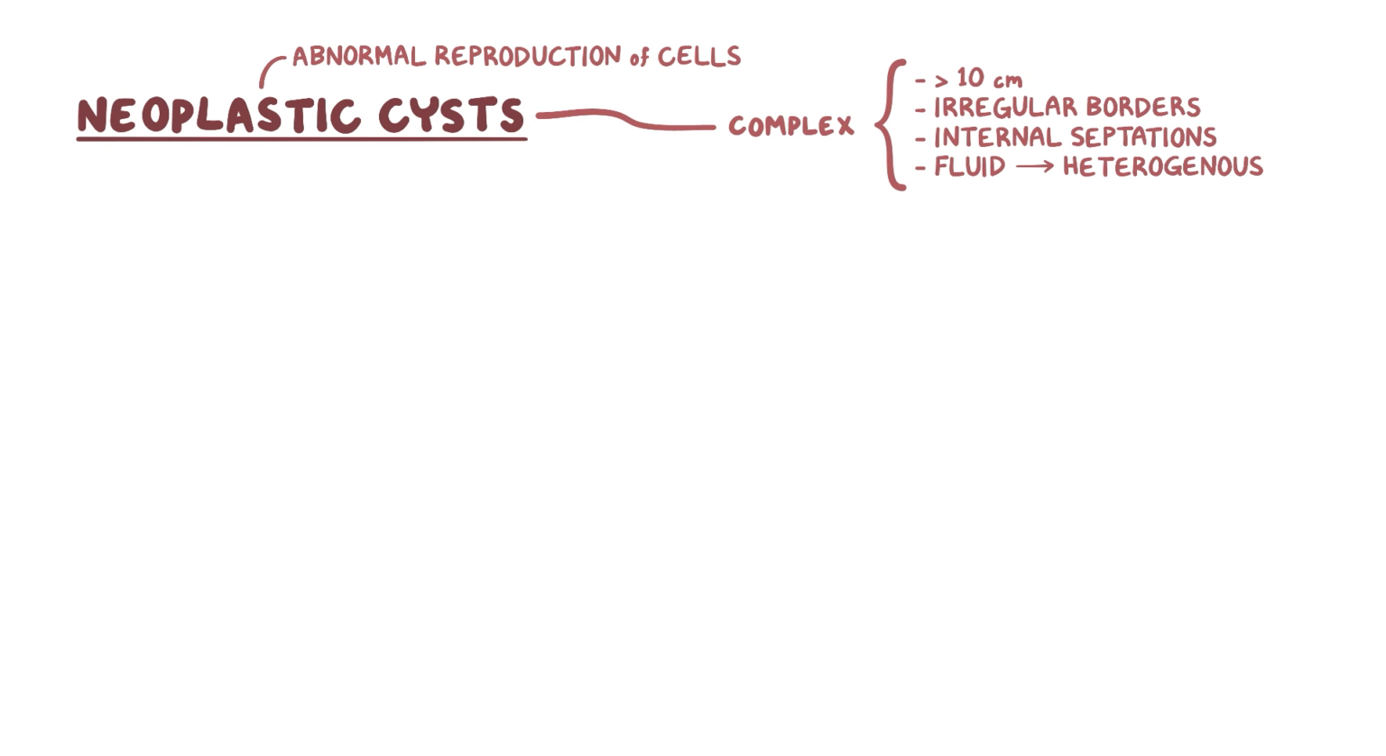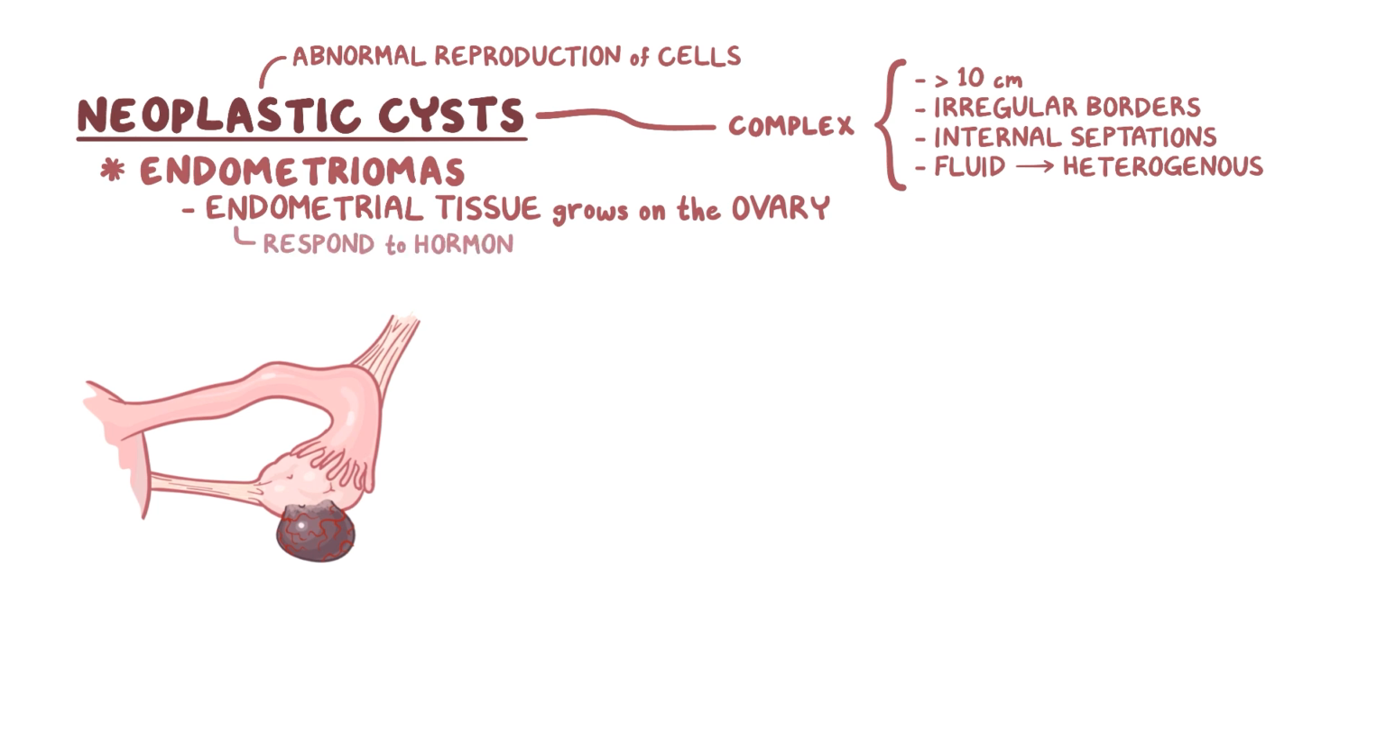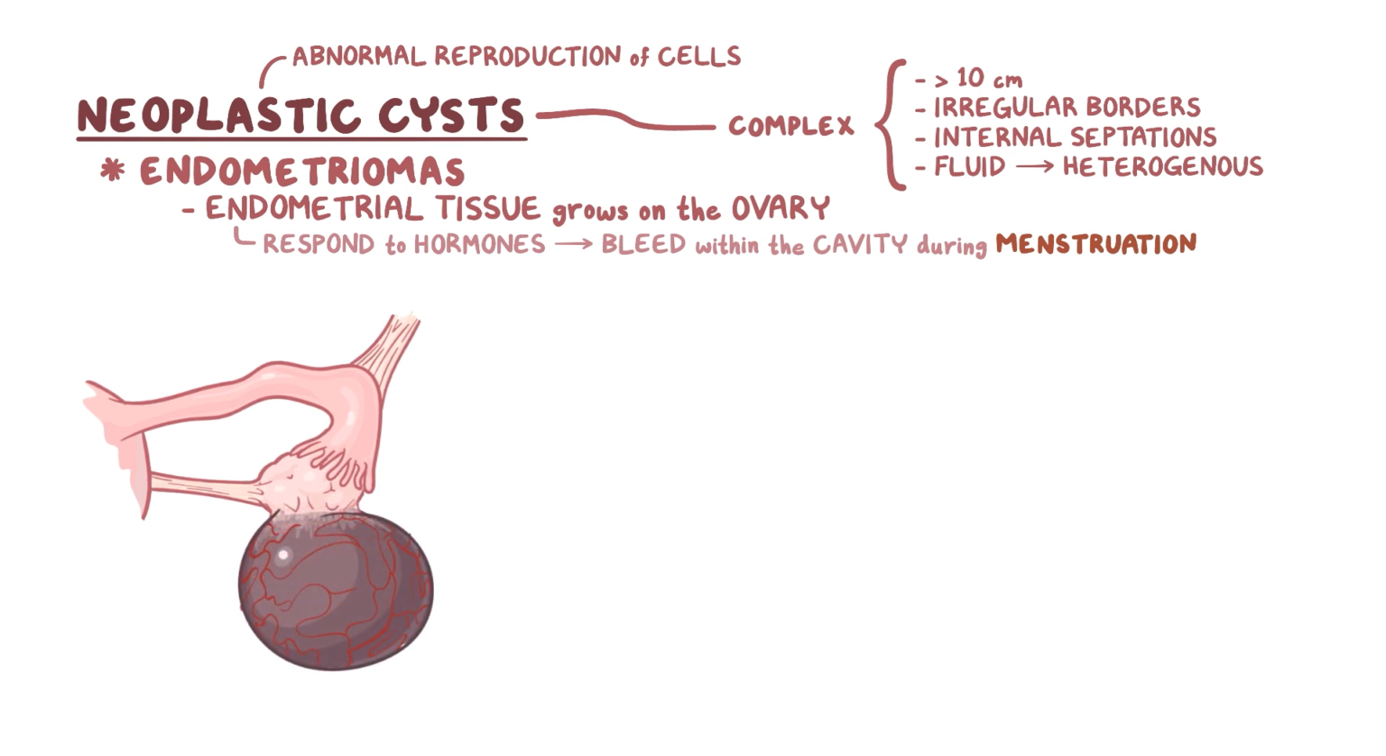Benign neoplastic cysts include endometriomas, which occur in endometriosis, and it's where endometrial tissue from the uterus grows on the ovary. Because they're functionally the same as the endometrium inside the uterus, endometriomas respond to hormones just like the uterus would. Because of this, endometriomas tend to bleed within the cyst cavity during menstruation, and over time they fill up with old, dark blood and shed tissue, hence why they're sometimes also called chocolate cysts. Try not to let that ruin chocolate for you.